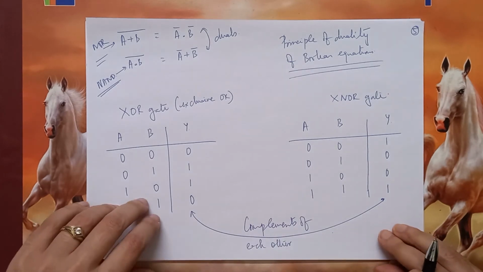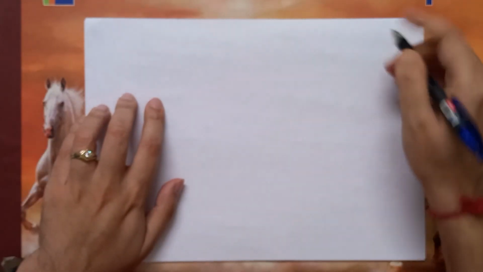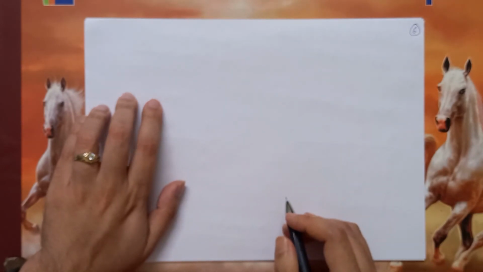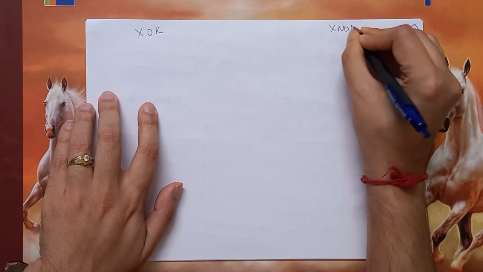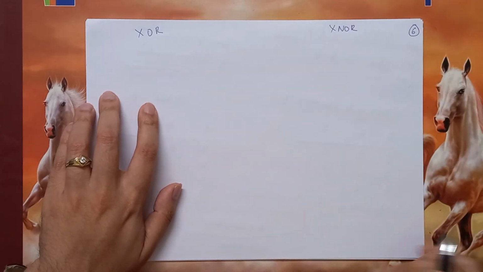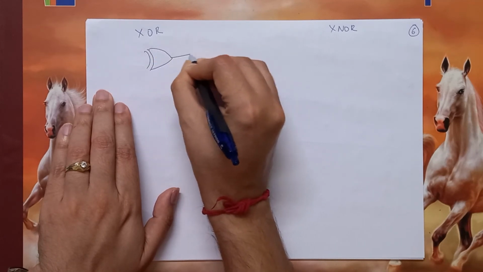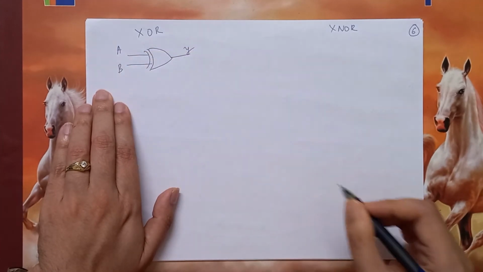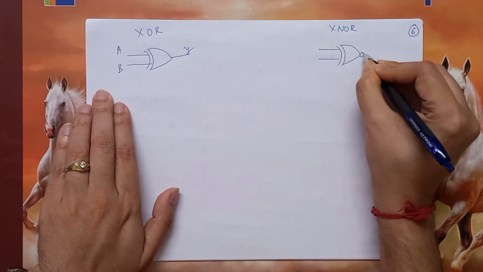So the way to indicate XOR and XNOR gates is this. Again, they require a minimum of 2 inputs. The XOR looks like an OR but with one more arc. And the XNOR is just like the XOR, but since it's the complement of XOR, there is a bubble over here.